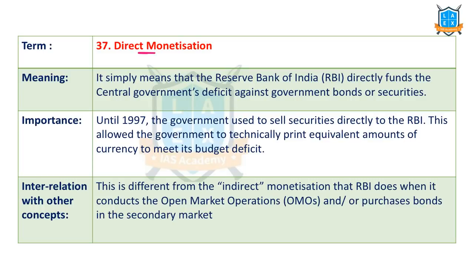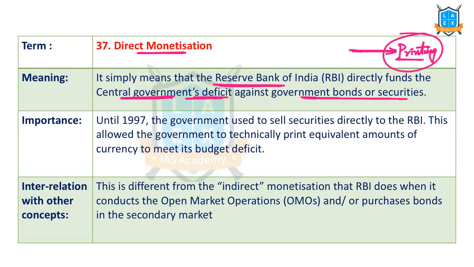The next term is direct monetization. What is the meaning of direct monetization? See, monetization of deficit. Government requires money. For that, monetizing means printing money. Direct monetization, indirect monetization, likewise, there are 2 terms. RBI directly funds the central government to fill its deficit against government bonds and securities. That's called direct monetization. Until 1997, the government used to sell the securities directly to the RBI and get the money.